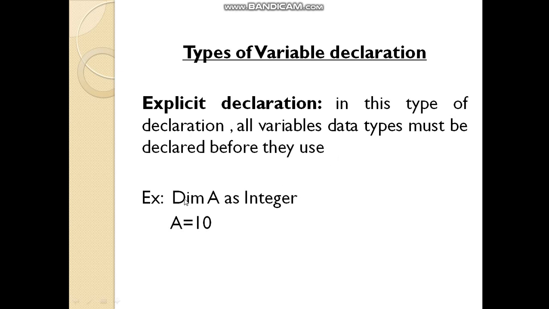While creating variables we need to specify the data type. Dim a as integer. Dim is a keyword, that is dimension. A is the name of a variable, as is also a keyword, and integer is the data type. While declaring this variable a, here we are specifying its data type. In this variable I am going to store only integer type of data, that is a is equals to 10.